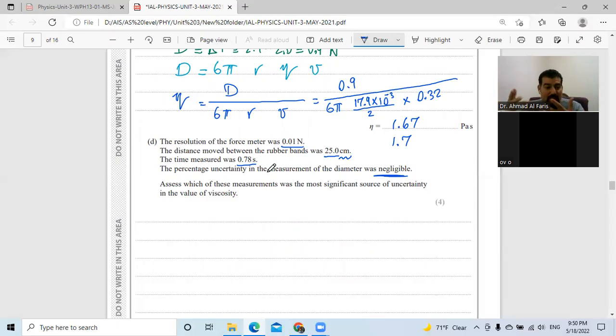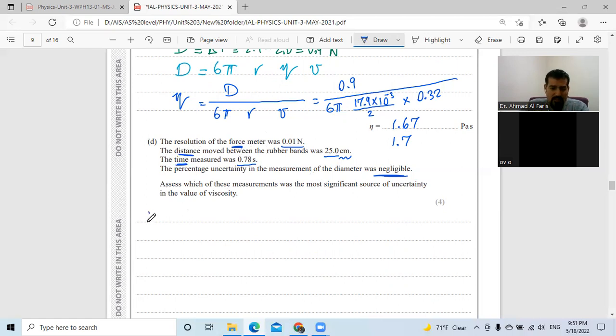Exactly. The reaction time can be approximately 0.3, 0.4, 0.5 seconds, depends on the student. Okay, so the reaction time 0.2 or 0.3 or 0.5 seconds is a huge value compared to this measured time. So which of these values is the most significant on the uncertainty of the viscosity? It is measuring the time. So I'm going to find the percentage uncertainty for each of these values: the force, the distance, and the time.